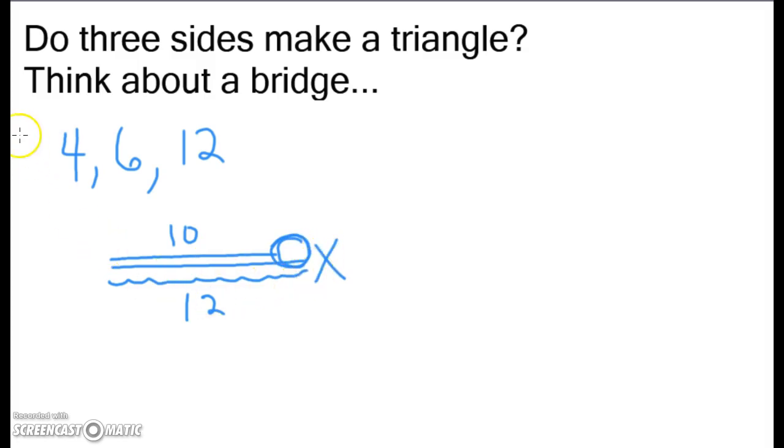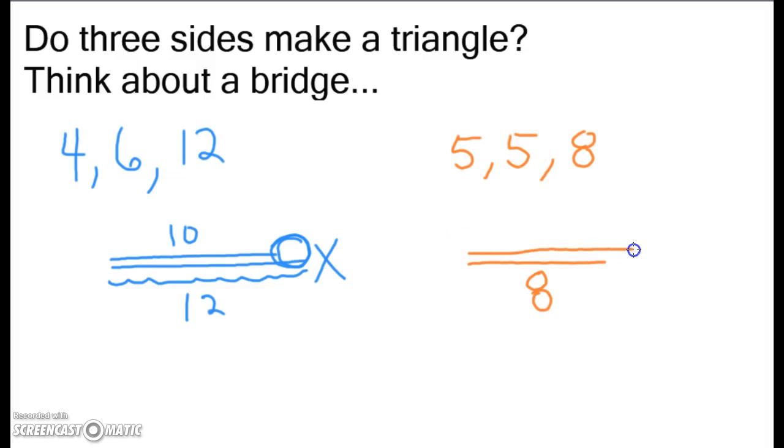All right, let's look at another set of numbers. If I had 5, 5, and 8. 8 is my biggest number, which means 8 is going to be my water. So I put that down. And then what is 5 plus 5? Well, 5 plus 5 is 10. So if I stretched that out, 10 is bigger than 8. Is that big enough to reach all the way across the water? Yes, it is, with some left over. So I would say this one would make a triangle because 5 plus 5 is big enough to reach across 8.